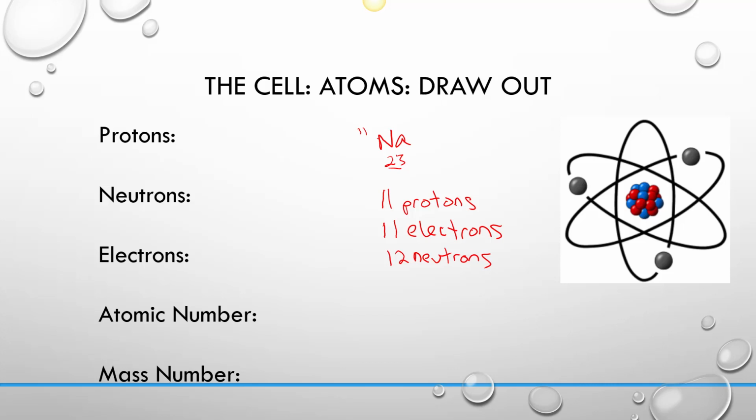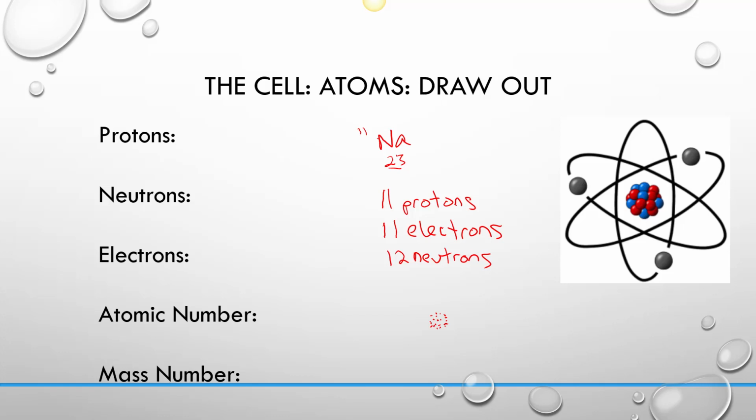So that's how many protons, neutrons, and electrons are in an atom of sodium. So if we wanted to draw out what sodium would look like, we would put 11 protons in the middle, 1, 2, 3, 4, 5, 6, 7, 8, 9, 10, 11. We'd put 12 neutrons in the middle, 1, 2, 3, 4, 5, 6, 7, 8, 9, 10, 11, 12. And then we would start to distribute the electrons in electron orbitals.